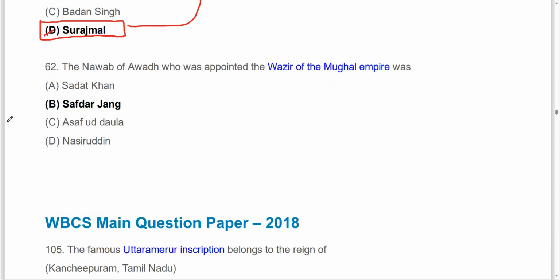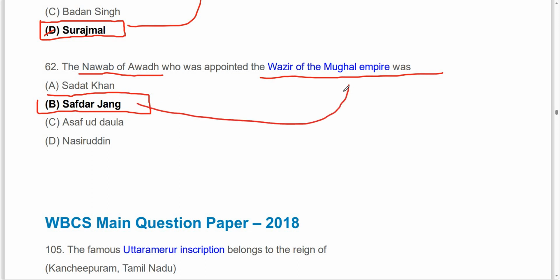Moving on to the next, the Nawab of Awadh, who was appointed as Vizier of the Mughal Emperor, was Safdar Jung. Safdar Jung was initially the Nawab of Awadh, and was finally appointed as the Wazir of the Mughal Empire. The proper pronunciation is Safdar Jung.